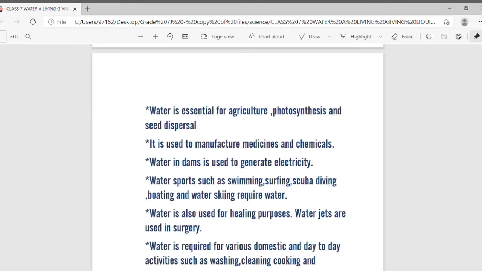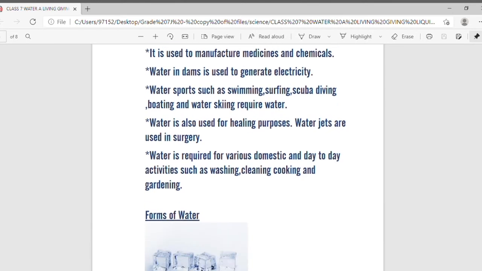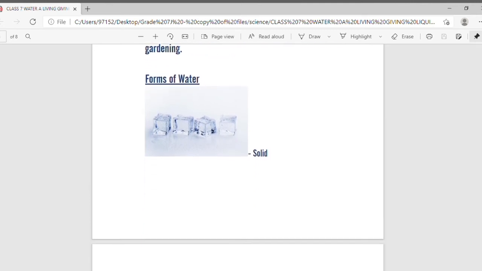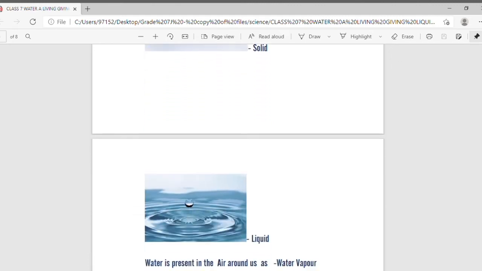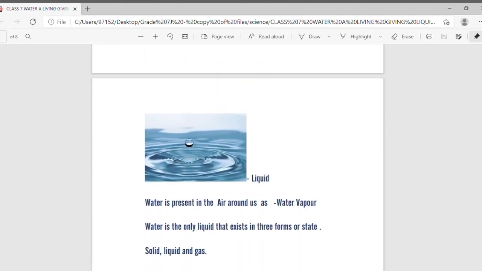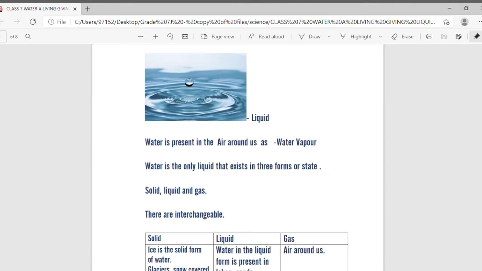Okay. So next, water is used for various domestic and day-to-day activities such as washing, cleaning, cooking, and gardening. Okay, children? Now, different forms of water. This is our next third topic. Water comes in solid form, ice, liquid, and comes in the form of water vapor. The gas around the air has water vapor. Water is the only liquid that exists in three forms or states: solid, liquid, and gas. These are interchangeable. Let's learn.